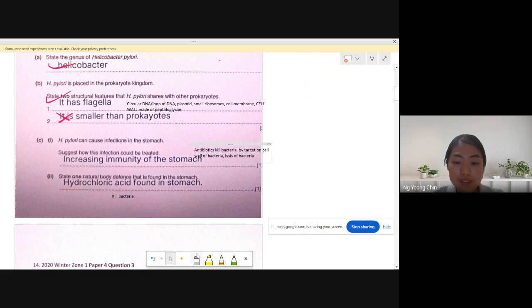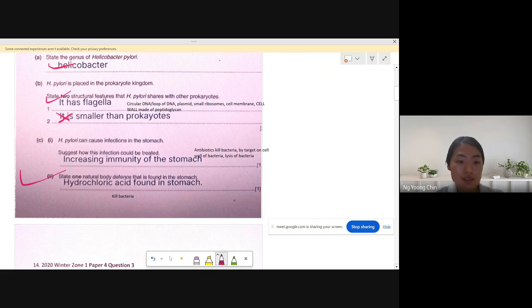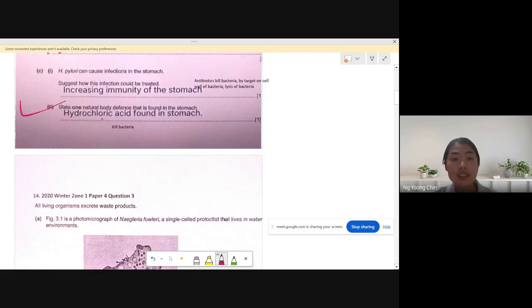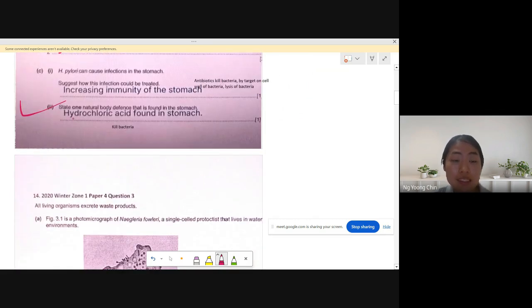And then this one, your answer is correct. It's hydrochloric acid. Hydrochloric acid can kill bacteria. Hydrochloric acid is a substance found within your stomach, so your stomach is very highly acidic. Your stomach pH is about pH 2, super acidic. So this acidic environment is not favorable for bacteria to grow within your stomach. So you see, hydrochloric acid can help to kill bacteria.